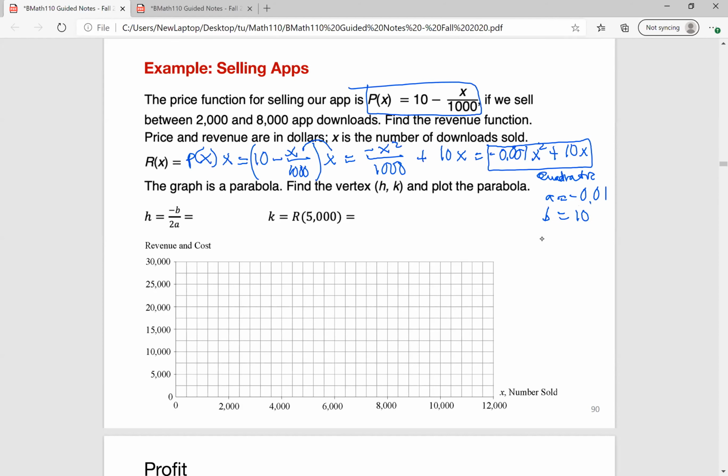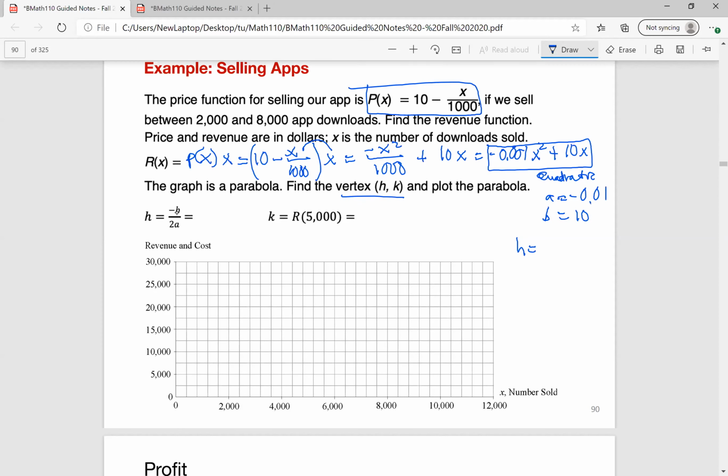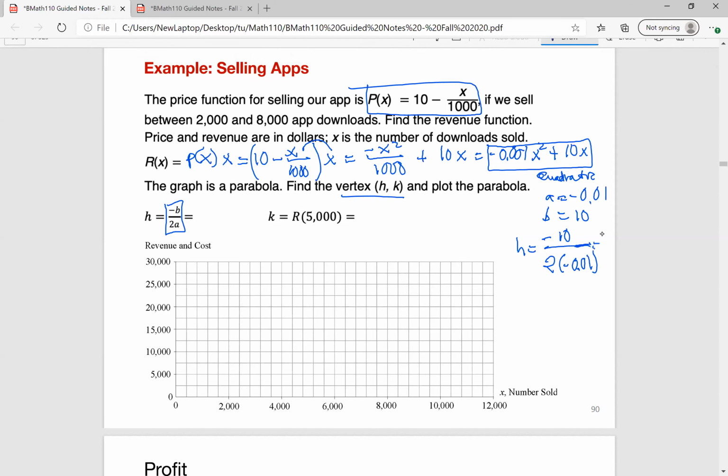If you want to find the vertex, you're going to have h equal to negative b over 2a, right? So negative 10 over 2 times negative 0.001. Use a calculator, and that's going to be equal to 5,000.